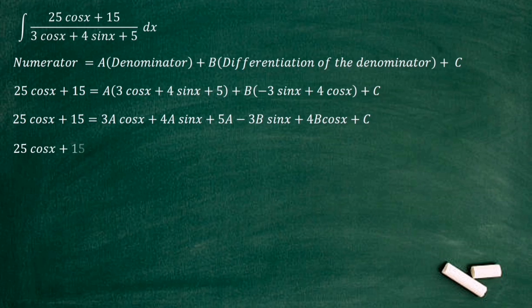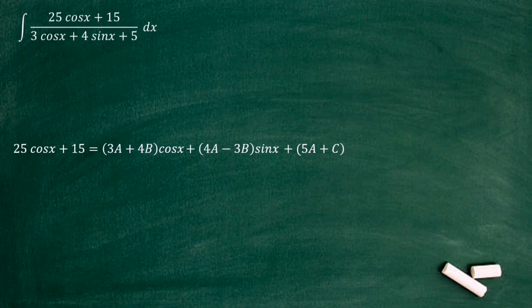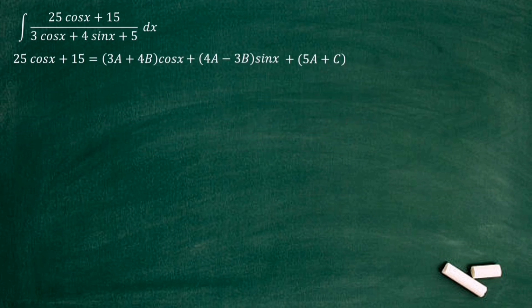get cos x as a common factor from cos x terms. Then we have 3a plus 4b times cos x. After that, we can get sin x as a common factor from sin x terms. Then we have 4a minus 3b times sin x. Finally, constant values 5a plus c. After that, we can compare the coefficients.